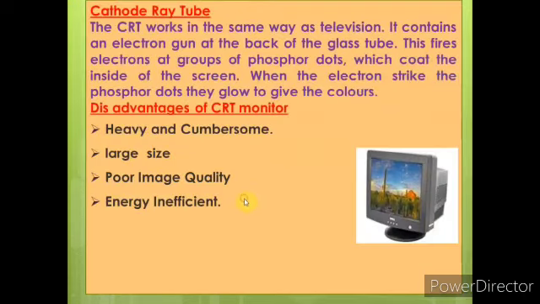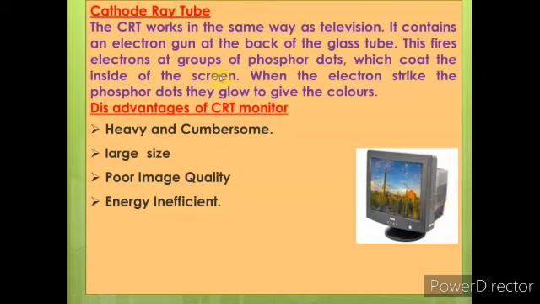Let us see. The CRT works in the same way as a television. It contains an electron gun at the back of the glass tube. This fires electrons at groups of phosphorus dots which coat the inside of the screen. When the electrons strike the phosphorus dots, they glow to give the colors. In old color TVs or old monitors, at the back there is a gun-like part that fires the electron gun at the back of the glass tube.